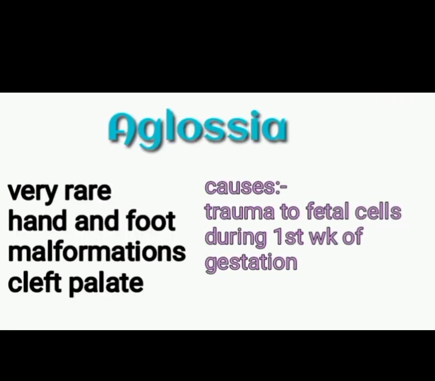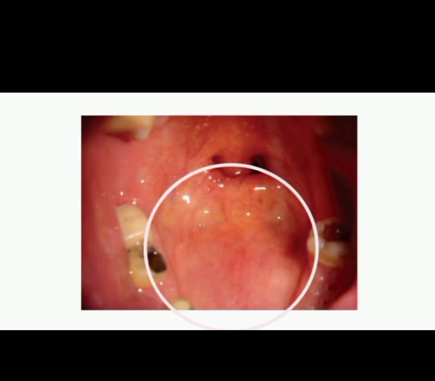So first is aglossia. It is very rare and it is associated with hand and feet malformation, also cleft palate. The cause is trauma to the fetal cell during the first week of gestation. Here you can see aglossia. The tongue is not formed.